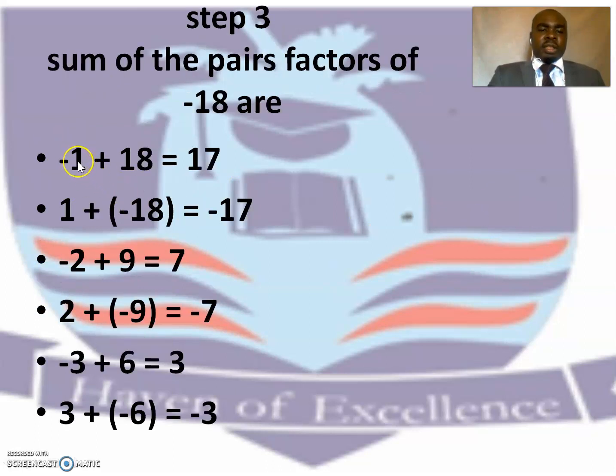So we are going to add each of them. Minus 1 plus 18 will give us 17. 1 plus minus 18 will give us minus 17. Minus 2 plus 9 will give us 7, which is the number we are searching for. Let's see if there's any one that gives us this. 2 and minus 9 will give us minus 7, which is also wrong. Minus 3 and 6 gives us 3, and 3 and minus 6 gives us minus 3. So we can see that our middle term is going to be minus 2x plus 9x, because you can add both of them to get 7.